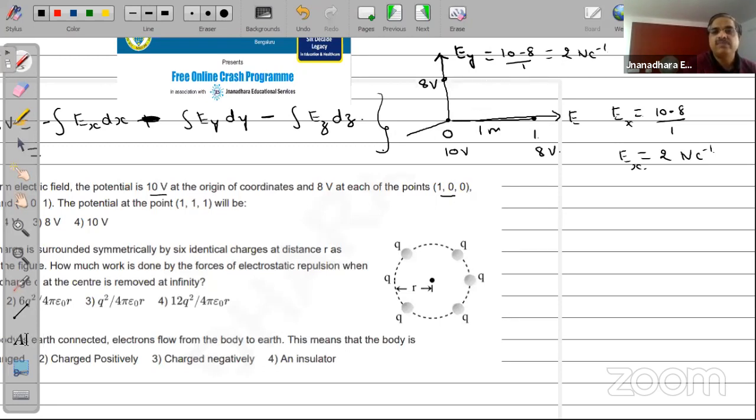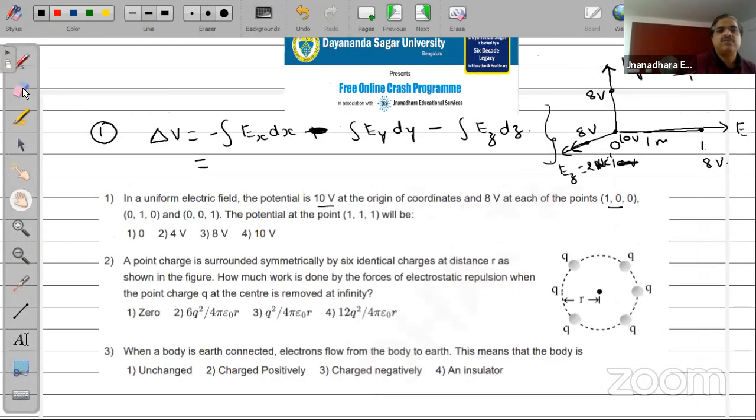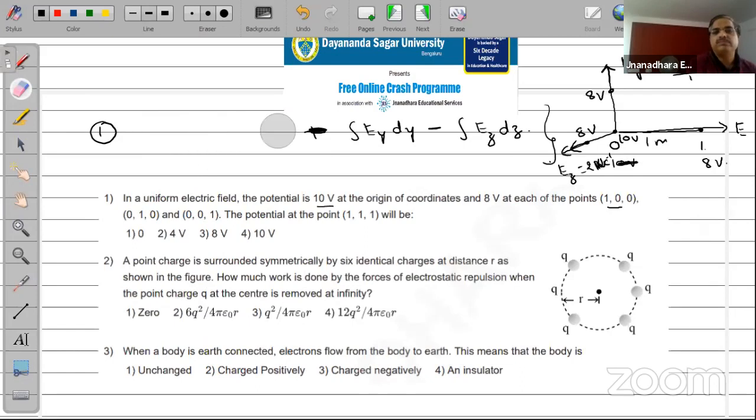Same way, along the z direction, also it is 8 volts. And what is the electric field there given by? Same idea, 2 Newton per coulomb. So I have therefore electric field in all directions for this problem. In all the directions.